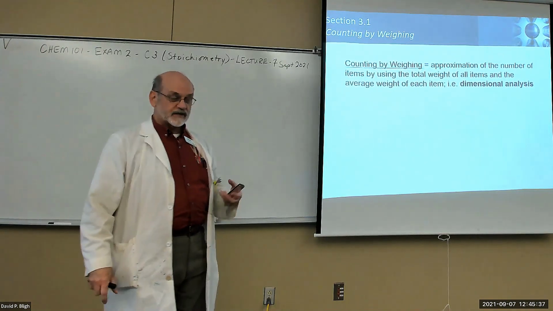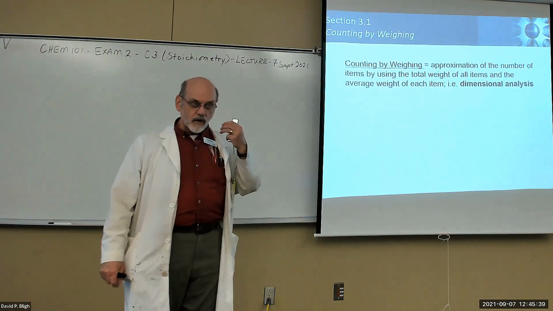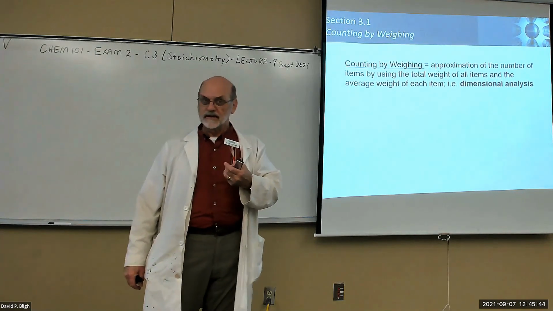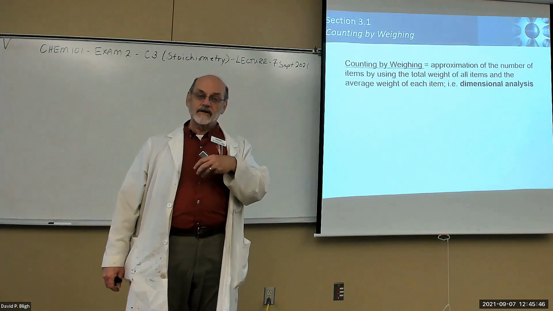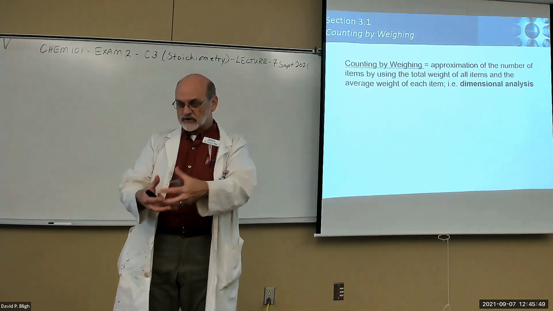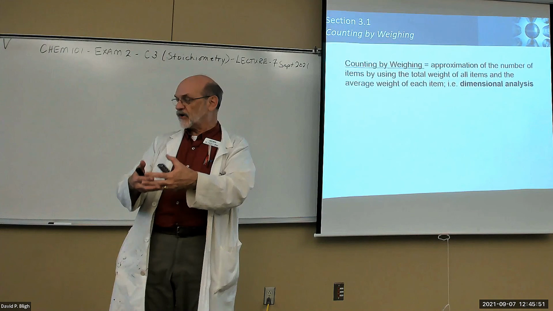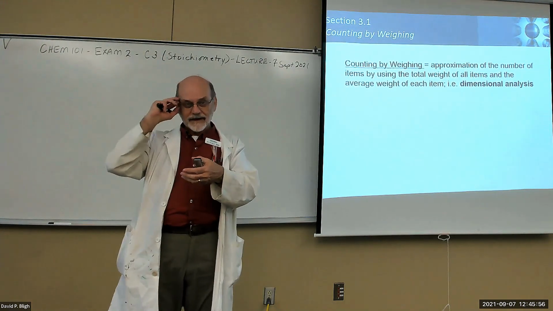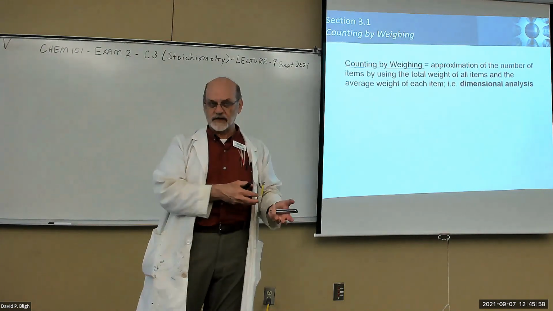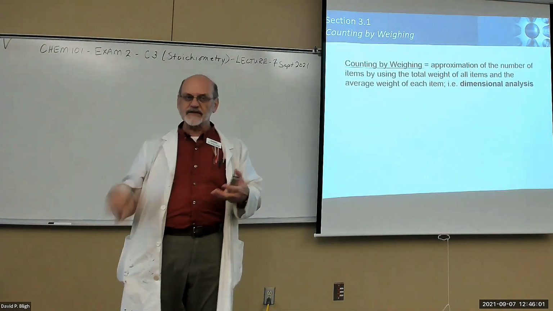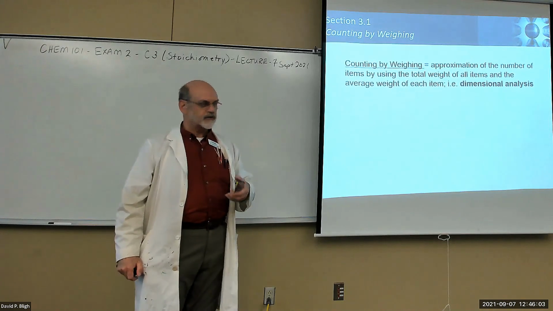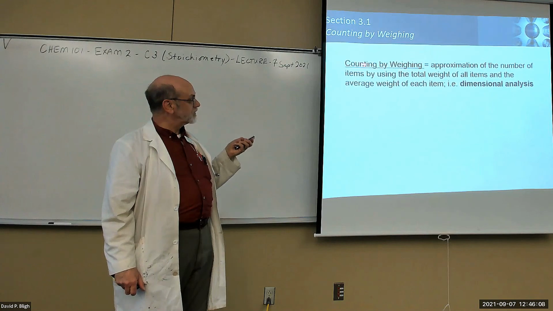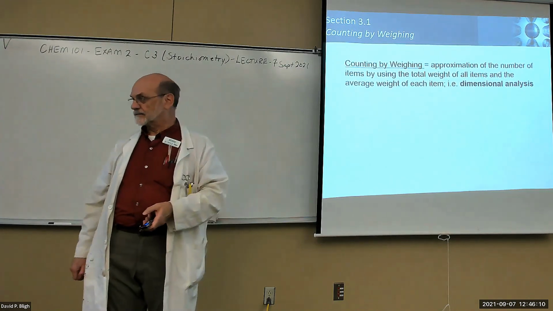So we use the next best thing. If you know how much each atom weighs on average, then you can weigh what you have and determine approximately, actually pretty close, how many atoms that represents or how many molecules that represents. So that's the concept behind counting by weighing. We use the macroscopic here to determine the microscopic there.